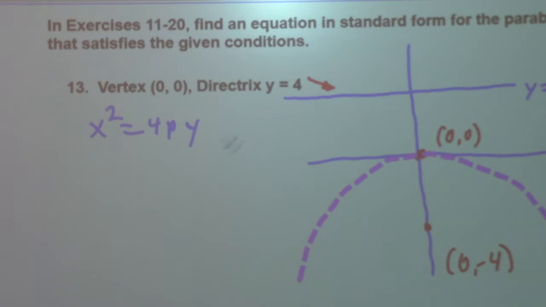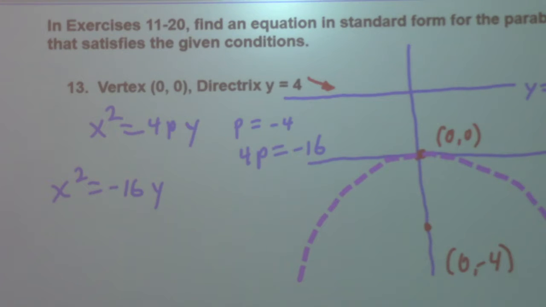We have the distance from the vertex. That's our p. So p is going to be equal to -4. Well, p is your focus distance from the vertex. So what is 4p going to be? It will be -16, right? That's 4p, -16. So what is our equation going to be? x squared equals -16y.